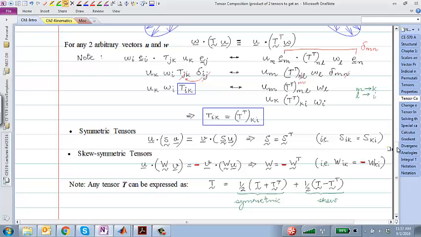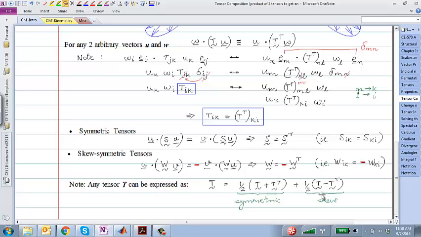And finally, any tensor can be expressed as a sum of its symmetric and anti-symmetric, or skew-symmetric, components. You can take any tensor T and break it up into its symmetric and skew-symmetric parts. These are useful properties to know, because later on we'll use those properties of skew-symmetric and symmetric tensors to deal with stress and strain. Why? Because stress and strain are symmetric tensors, right? So a lot of times we'll use these types of properties.